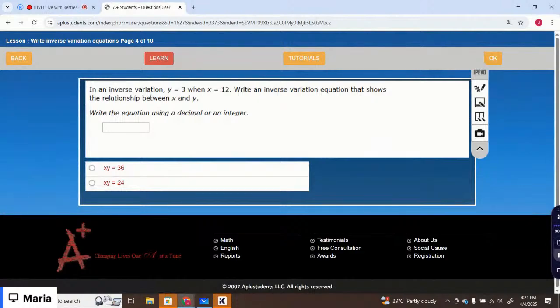Okay, in an inverse variation, y equals 3 and x equals 12, right? Write an inverse variation equation that shows the relationship between x and y. So which is the correct option? So xy equals 36. Option number 1 is the correct option.